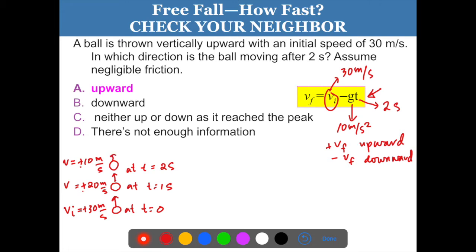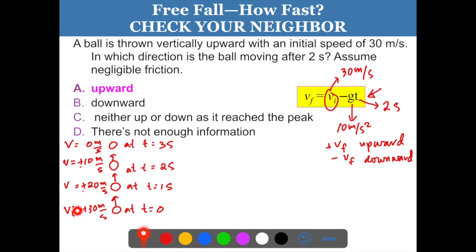After 3 seconds, at t equals 3 seconds, 3 seconds after the ball was thrown, the acceleration is still 10 meters per second squared. It's constant under free fall, which means that the speed would have decreased by another 10 meters per second. So at this point, the new speed will be 0.